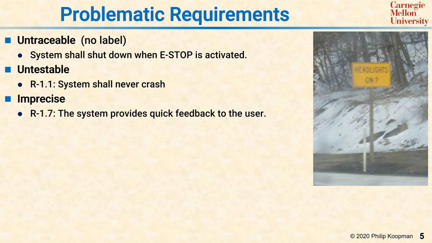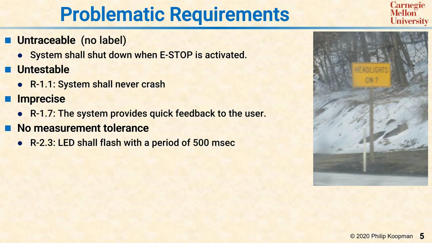A requirement may be imprecise. In this case, R1.7: The system provides quick feedback to the user. How quick is quick? 300 milliseconds? 100 milliseconds? 1 nanosecond? At some point, there's a boundary below which being faster doesn't really help.